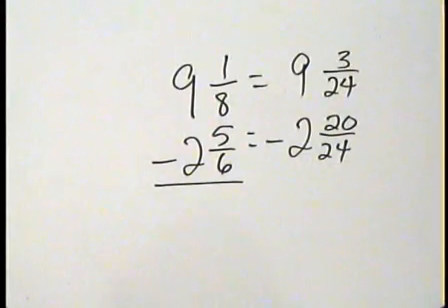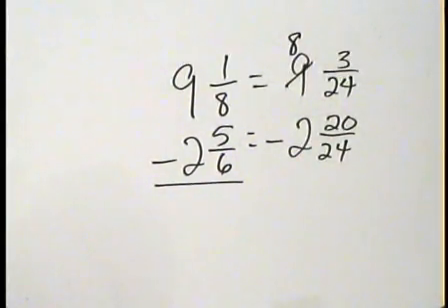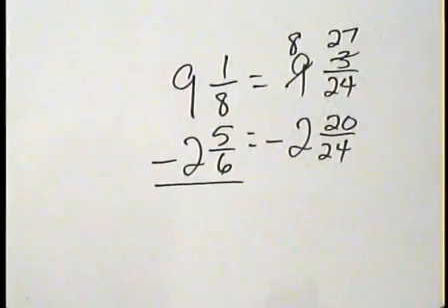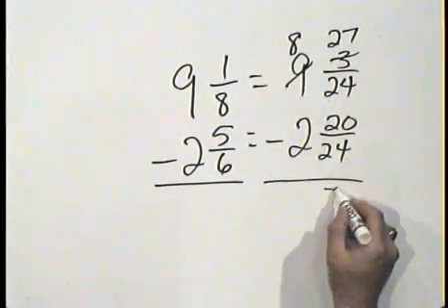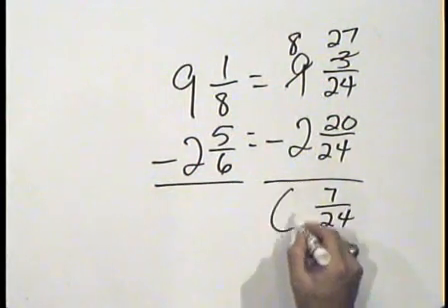The next step is to borrow if needed. Do I need to borrow? Yes, I do. I cannot subtract 3 minus 20. So I borrow 1 from the 9, making it 8, and then I simply add the 24, since 24 24ths is what 1 is equivalent to, to the 3 24ths, and I get 27 24ths. Then I subtract. 27 minus 20 is 7 24ths. 8 minus 2 is 6.